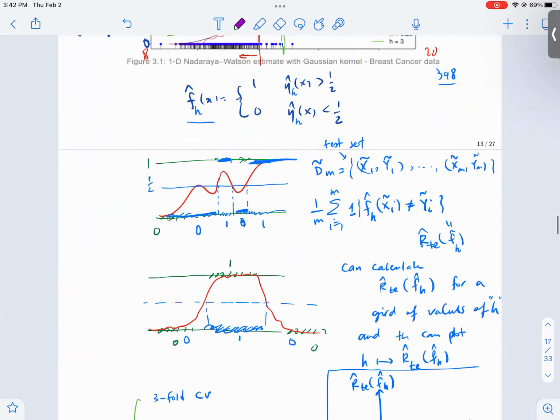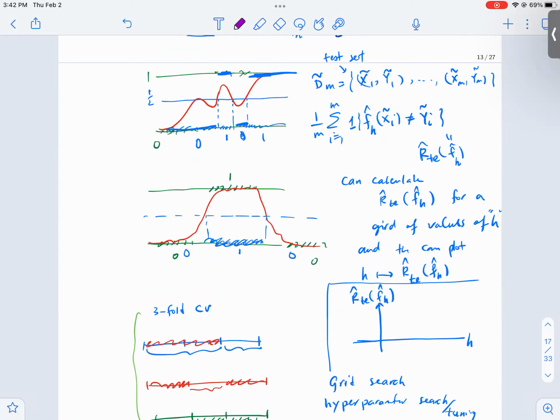The data could have been like this, 0 here, 1 here, and 0. This would fit something like this. So it doesn't assume a particular shape for the regression function.